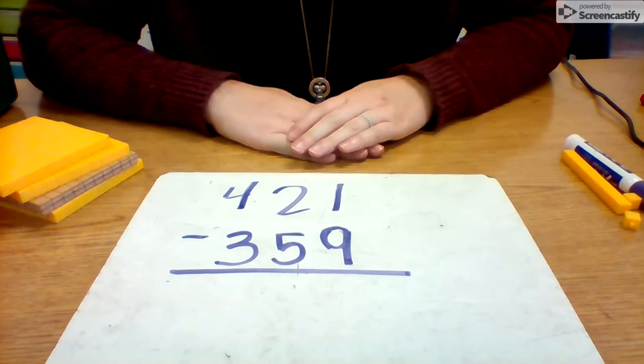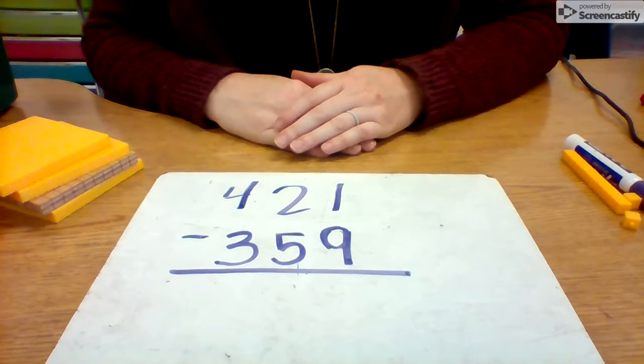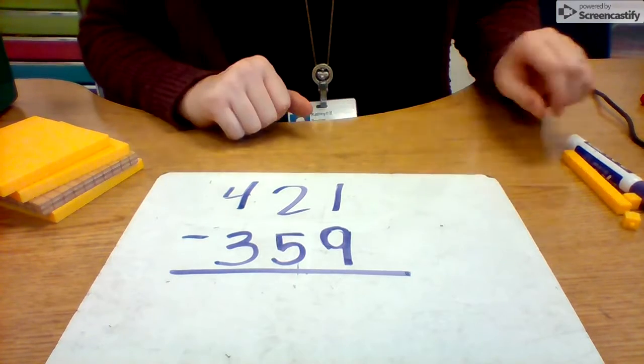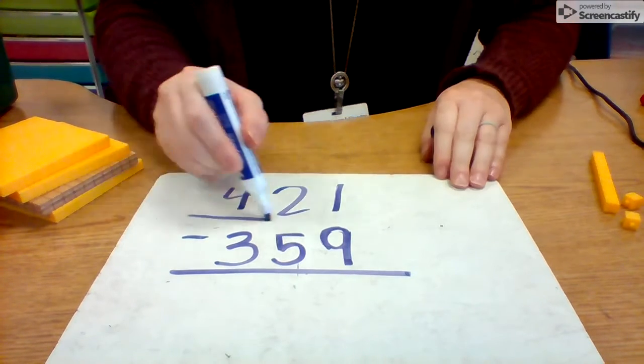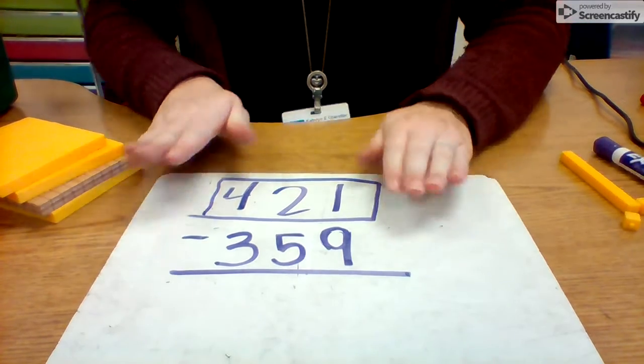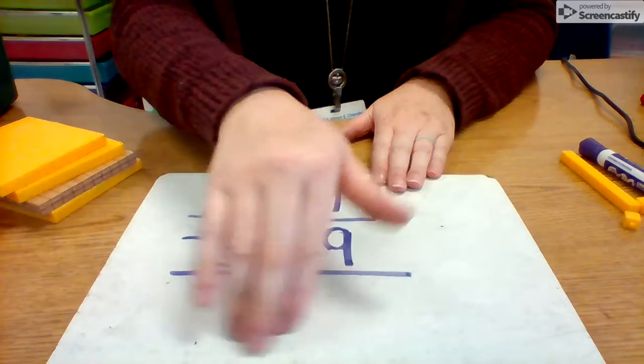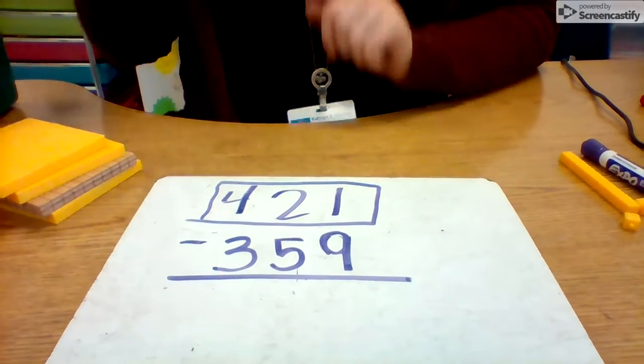We're going to be using base 10 blocks to subtract 421 minus 359. My first step is to build only this number. And I'm only going to build the first number, 421, because the subtraction problem says if you start with the first number, take the second number out of that group, what are you left with? So I'm going to start with building 421.